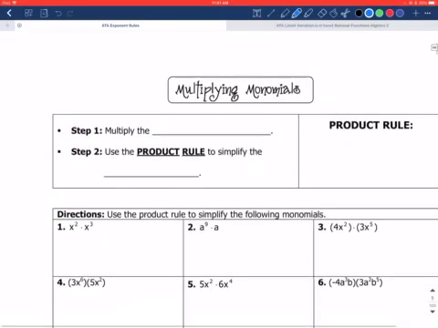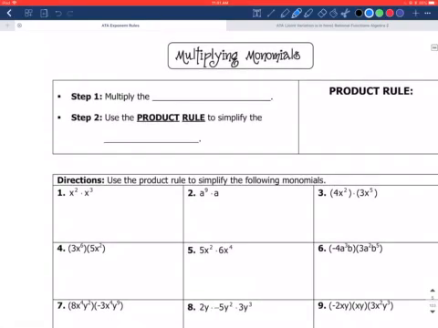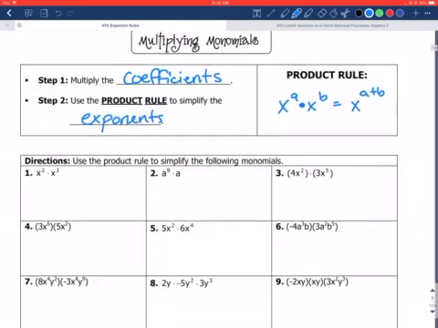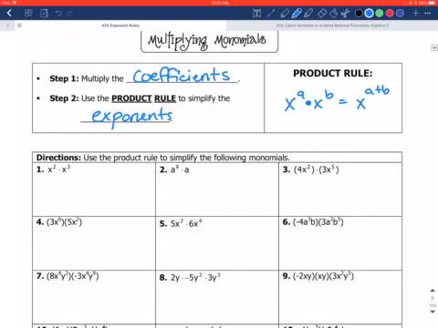So we're going to keep going to multiplying monomials. When we are multiplying monomials, we multiply the coefficients, and then we use the product rule, which is adding, to simplify the exponents. So this is just like what you saw in our exponents review. X to the a power and x to the b power. When we are multiplying these monomials, we are going to add the exponents. Hopefully this is something that you've already seen before, and this isn't brand new, but this is something that you need to know. This is vital for any future math class.